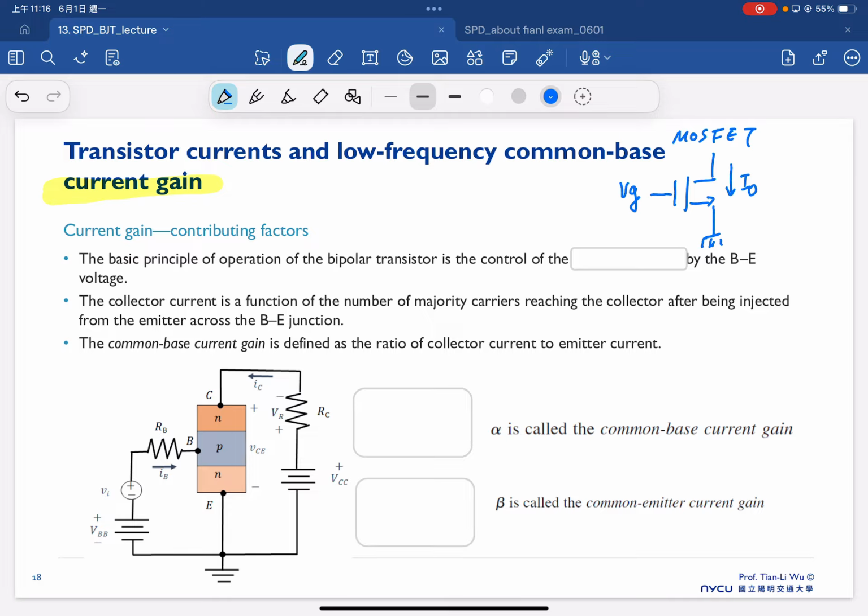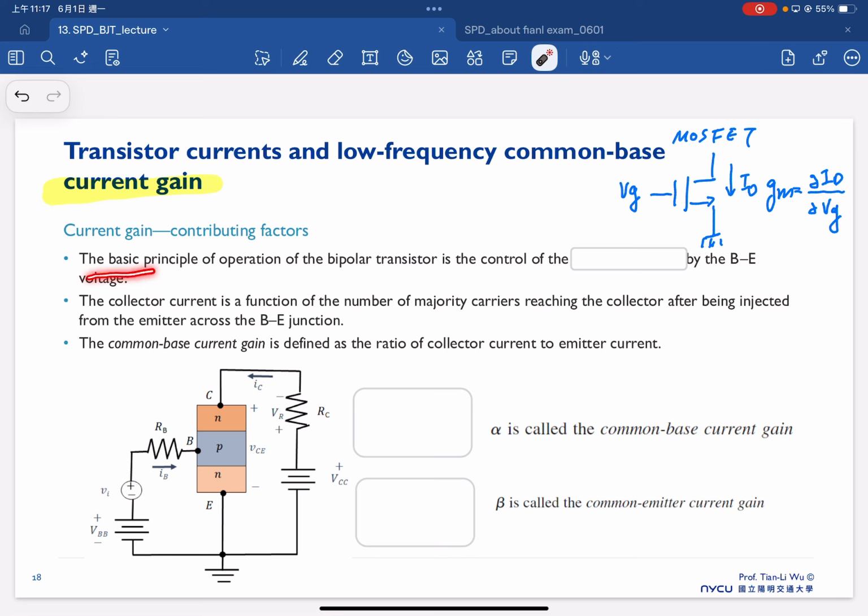And as you know, in the MOSFET there's one very important parameter we call the transconductance, gm, which is equal to the derivative of the current versus the derivative of the gate bias. So that can be considered as a current gain, and therefore we will be interested in understanding the current gain in the BJT as we already have for the MOSFET as well.